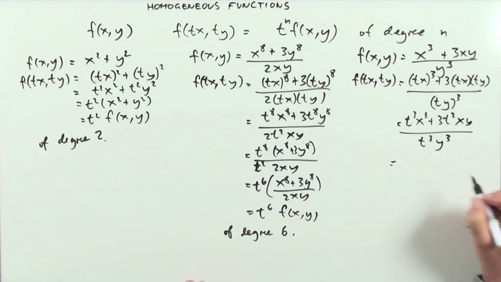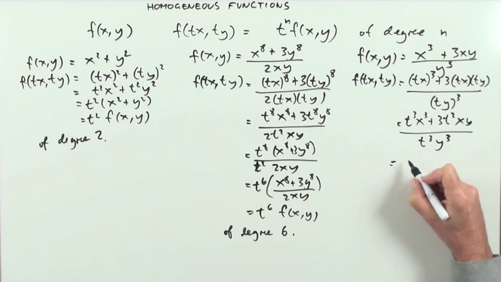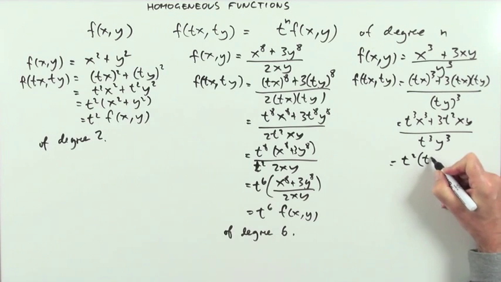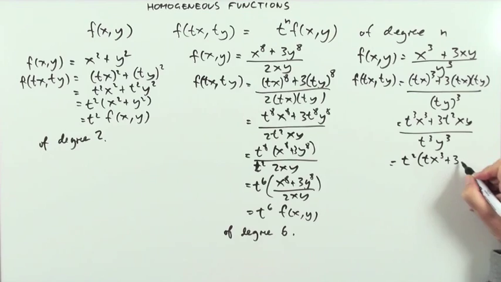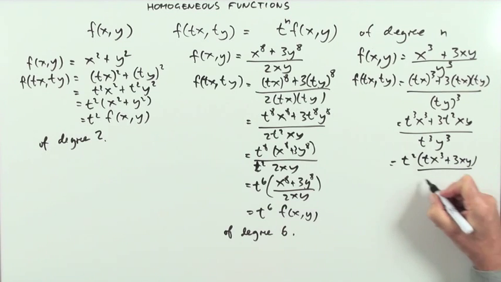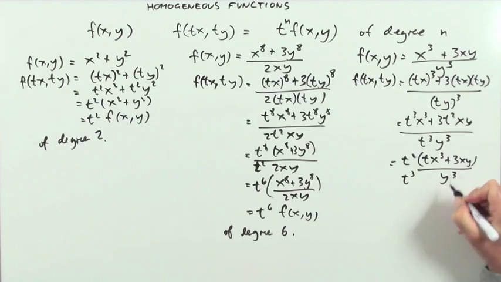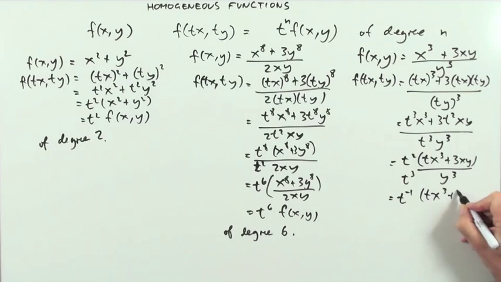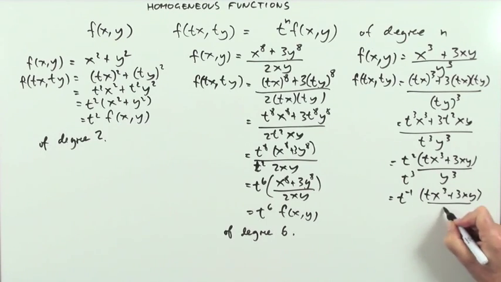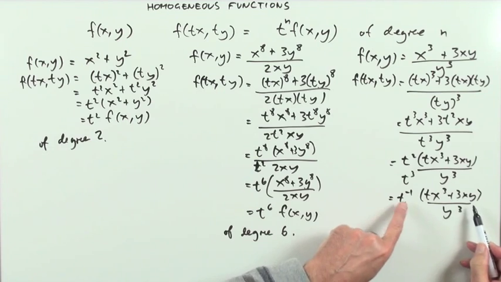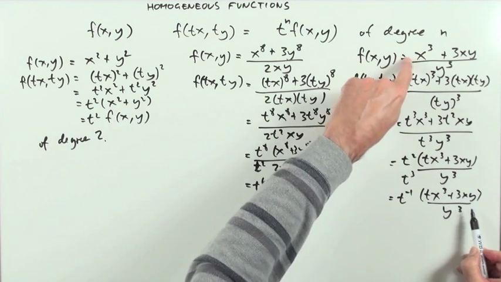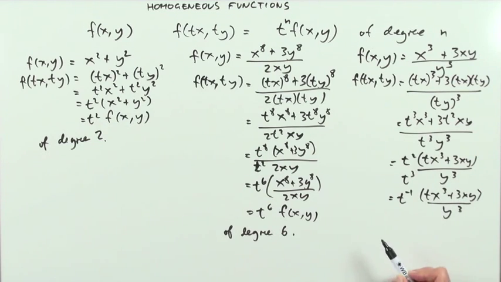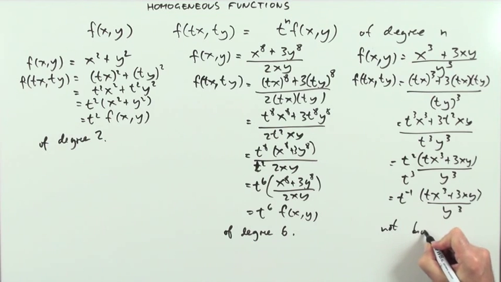Factorising that out, I can only take out t squared this time, leaving me with tx cubed plus 3xy over t cubed y cubed, which is t to the negative 1 times tx cubed plus 3xy over y cubed, which isn't homogeneous to degree 1 because that's not the same as the original function. The x cubed term has been corrupted there, and that wasn't constant throughout. So this one is not homogeneous.